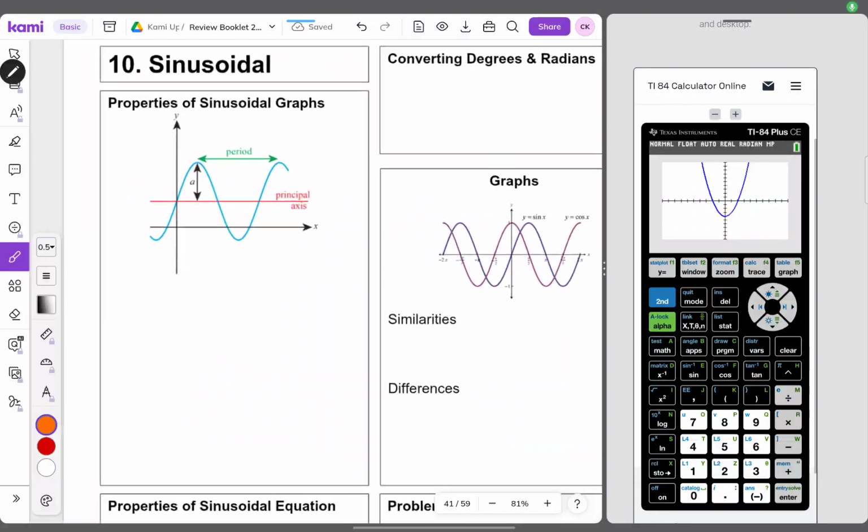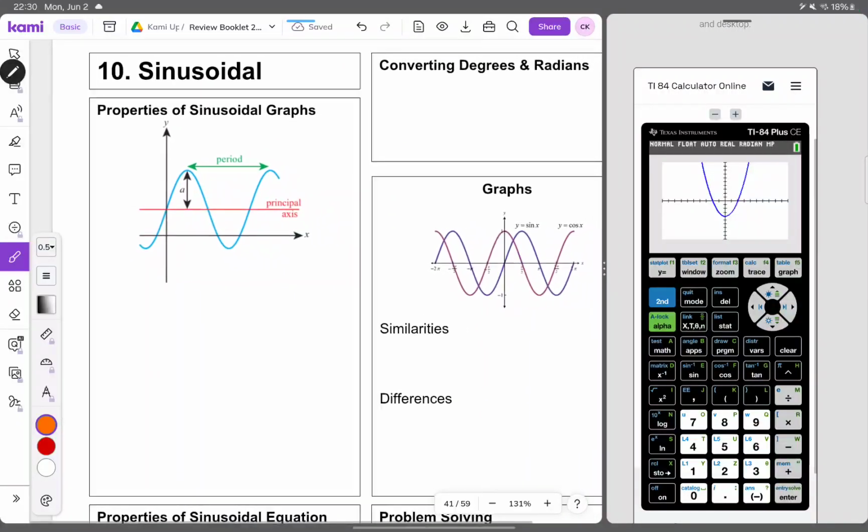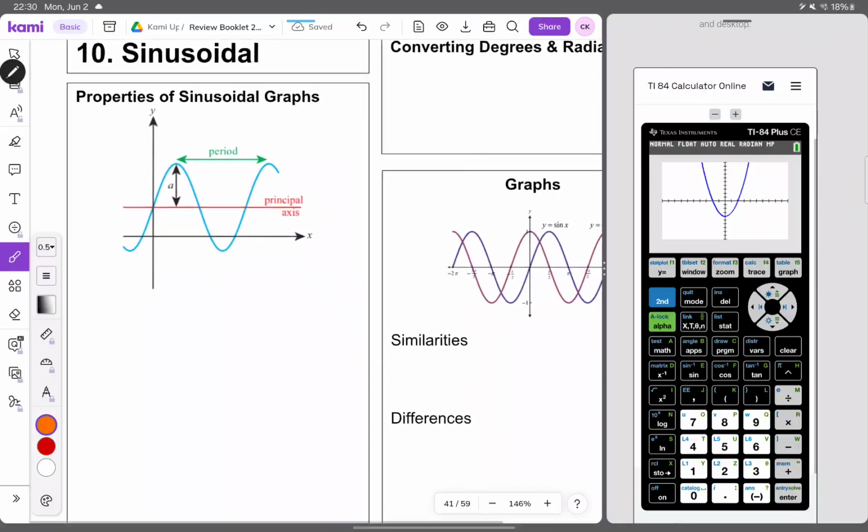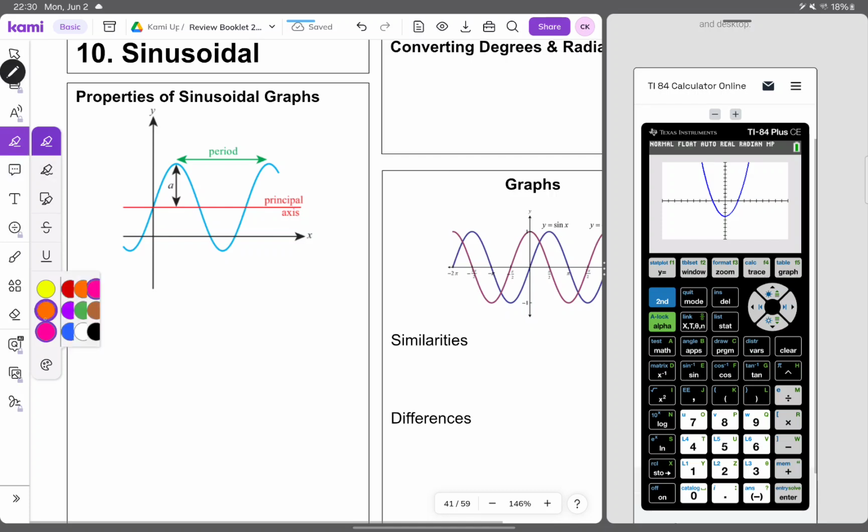Okay, so properties of sinusoidal graphs. We have our main parts of a sinusoidal graph, whether it's cosine or sine, even though in this unit we mostly stick with sine graphs. Well, we have our period. So remember, the period is the horizontal distance it takes to complete one full cycle.